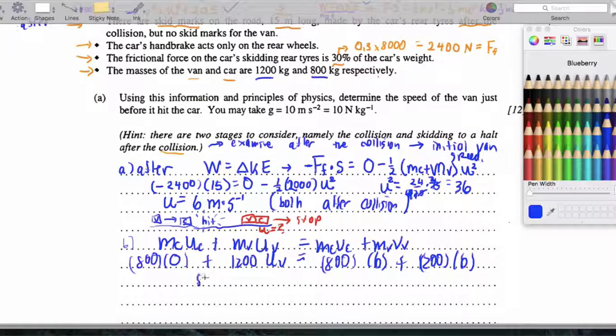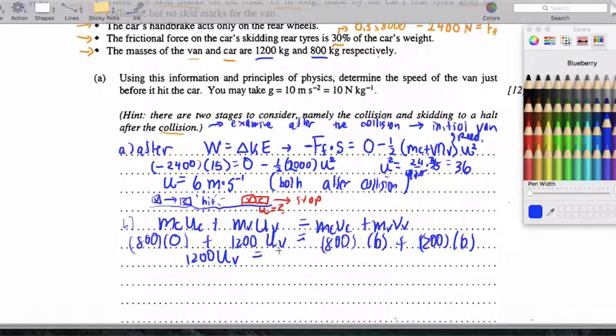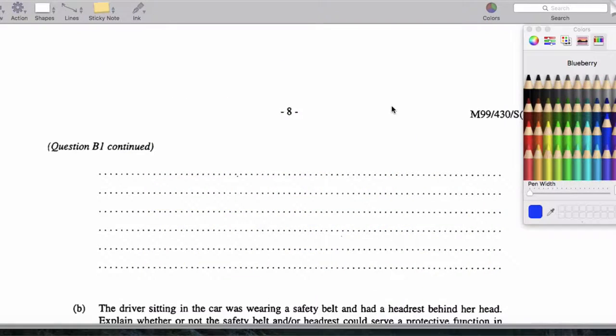So we have 800 plus 1,200 U of the van equals 2,000 times 6, which is 12,000. And so when we get U of the van, we actually end up getting 10 meters per second for the speed of the van. That's part A. Let's go ahead and take a look at part B.